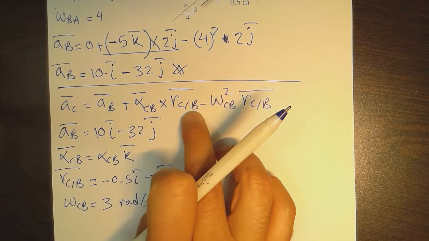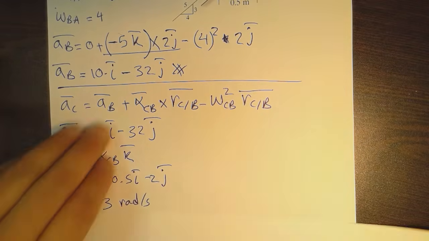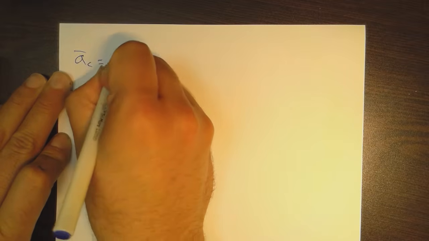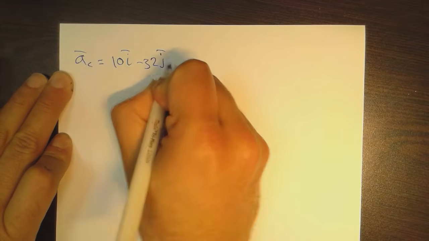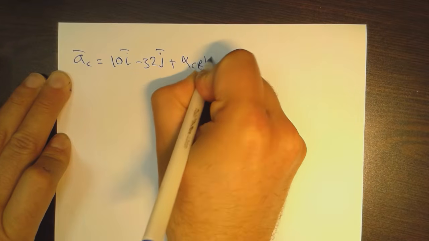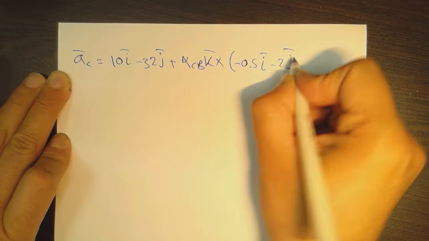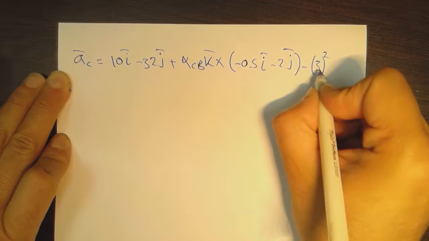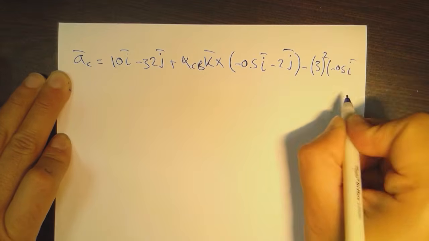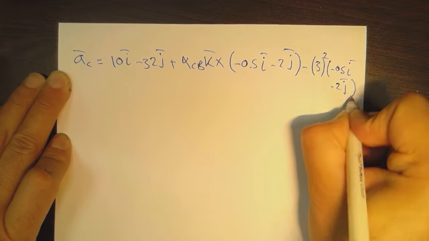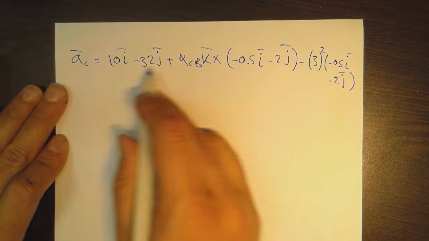Now we're gonna plug all these values, all this data in this equation. So we're gonna move on and say, okay, we can go and say AC is equal to 10I minus 32j plus alpha CB K cross product minus 0.5 I minus 2j minus 3 squared times minus 0.5 I minus 2j. So this is the equation that describes AC.